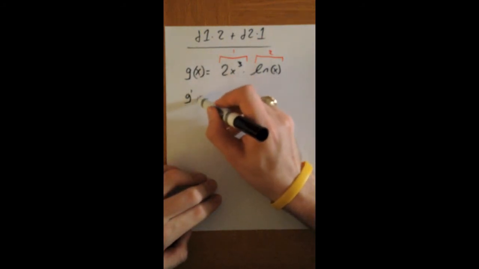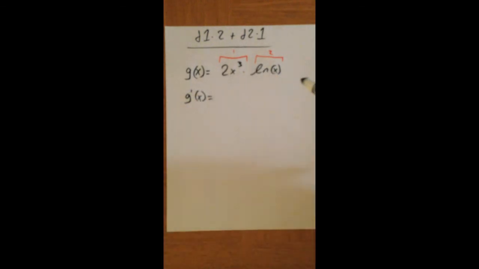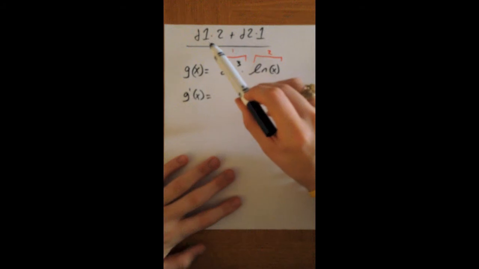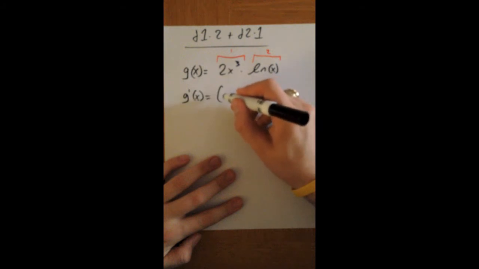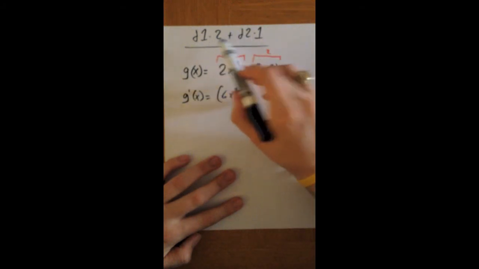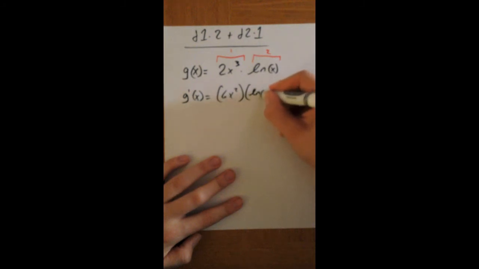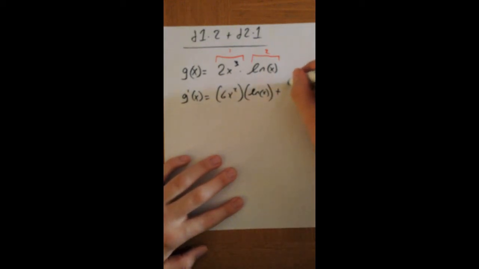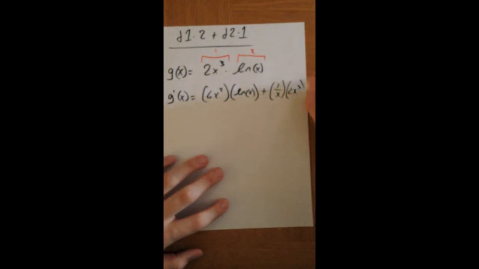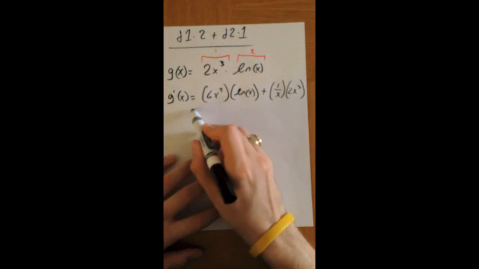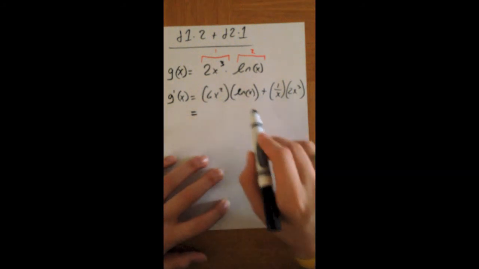So in order to find g prime of x, the derivative of g of x, we'll follow the product rule's formula in order. d1, the derivative of the first term, using the power rule, is 6x squared, times 2, the second term, ln of x, okay, plus d2, the derivative of the second term. Now, if you recall, the derivative of ln of x is 1 over x. And we'll go ahead and multiply that by the first term, which is 2x cubed.